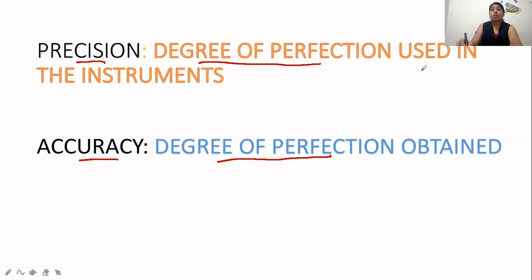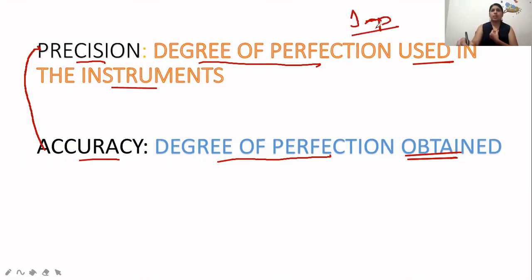Next, precision means used in the instrument. While doing our survey works, the adjustments we do for getting the perfection is called precision. And by doing that, what we have obtained is called the accuracy. So that is the difference between precision and accuracy. One is used in the instrument and second, accuracy means what we have obtained. That is the actual difference. This is very much important. You can understand by thinking of the difference as used in the instrument and obtained.